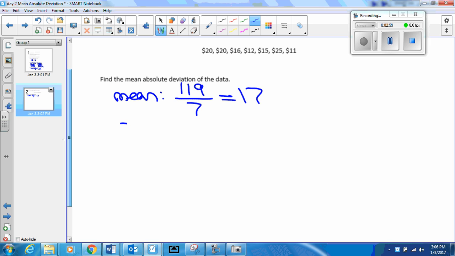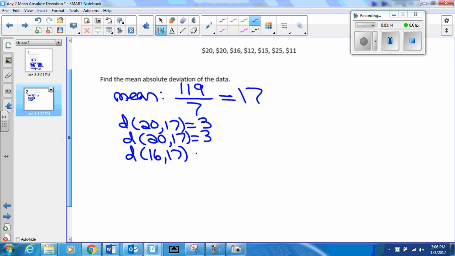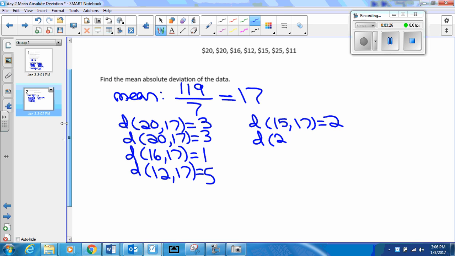Now I find the distance from each data value to the mean. The distance between 20 and 17 is 3. 20 and 17 again is 3. The distance between 16 and 17 is 1. The distance from 12 to 17 is 5. The distance of 15 and 17 is 2. The distance of 25 and 17 is 8. And the distance from 11 to 17 is 6.